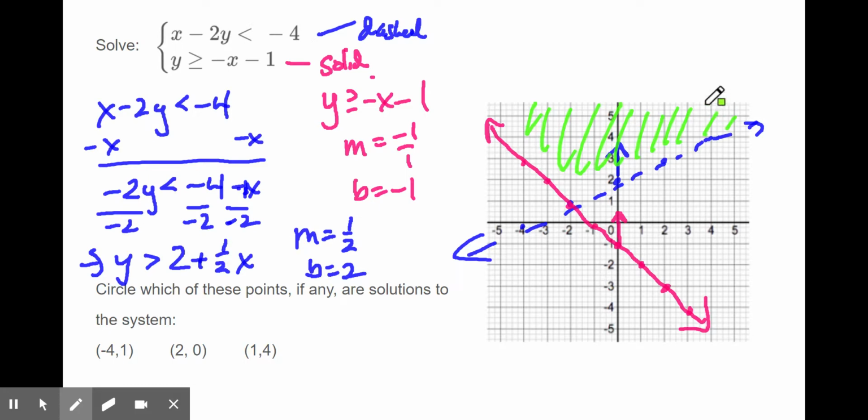And there's my solution. And again, if you have trouble with that, you can certainly shade both lines in, both solutions, and then pick out where the two shades come together.